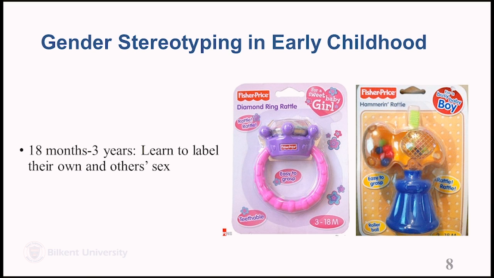So here you see Fisher-Price products. Both of these actually are rattles for the same age children, and you see one of them is catered more for boys and the other one is catered more for girls. And we're going to watch a TED Talk today from a sociologist who is going to talk about children's toys and gender stereotyping.